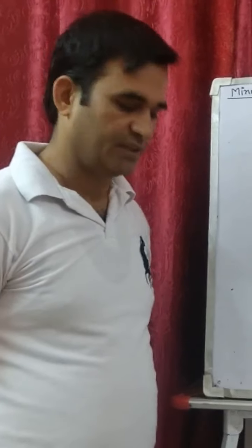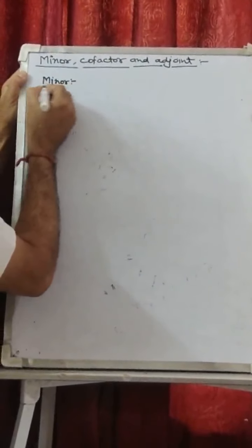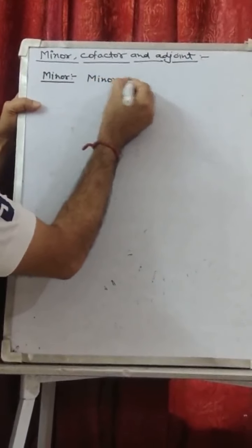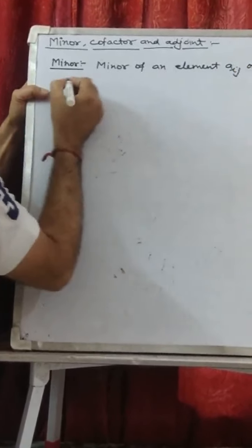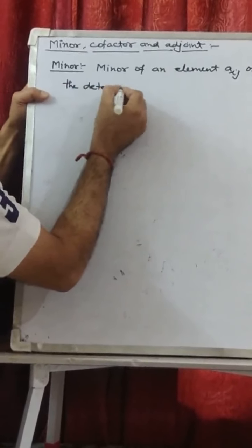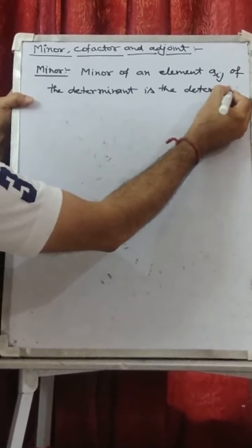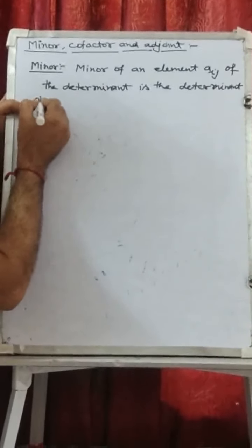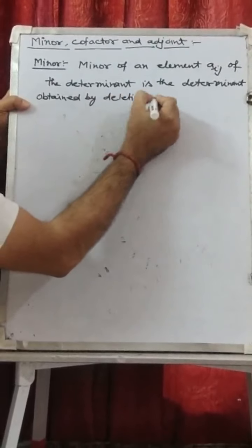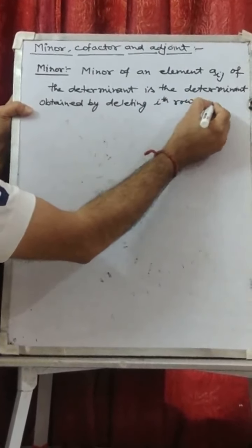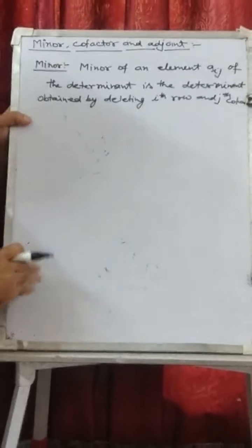What is minor? The minor of an element Aij of the determinant is the determinant obtained by deleting the ith row and jth column, means the row and column in which Aij lies.